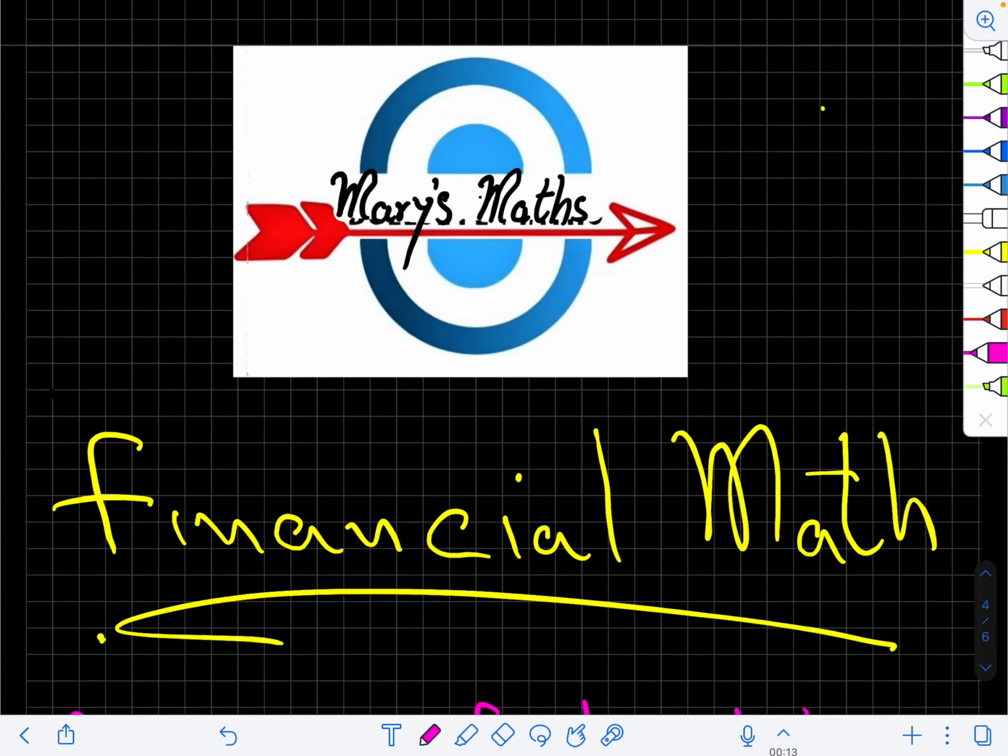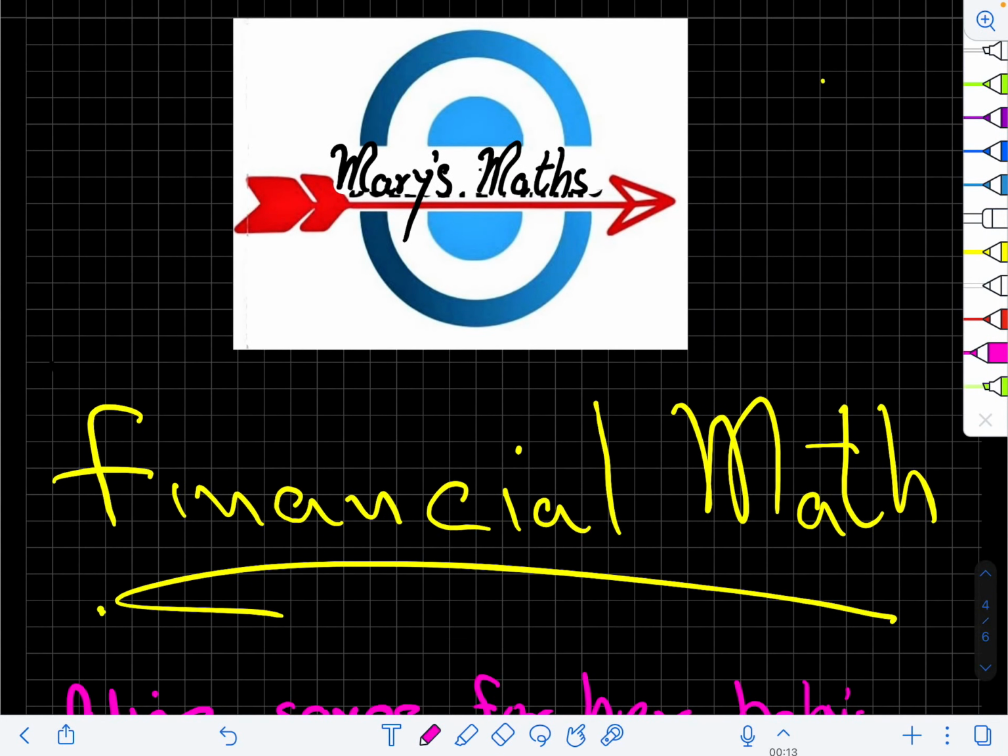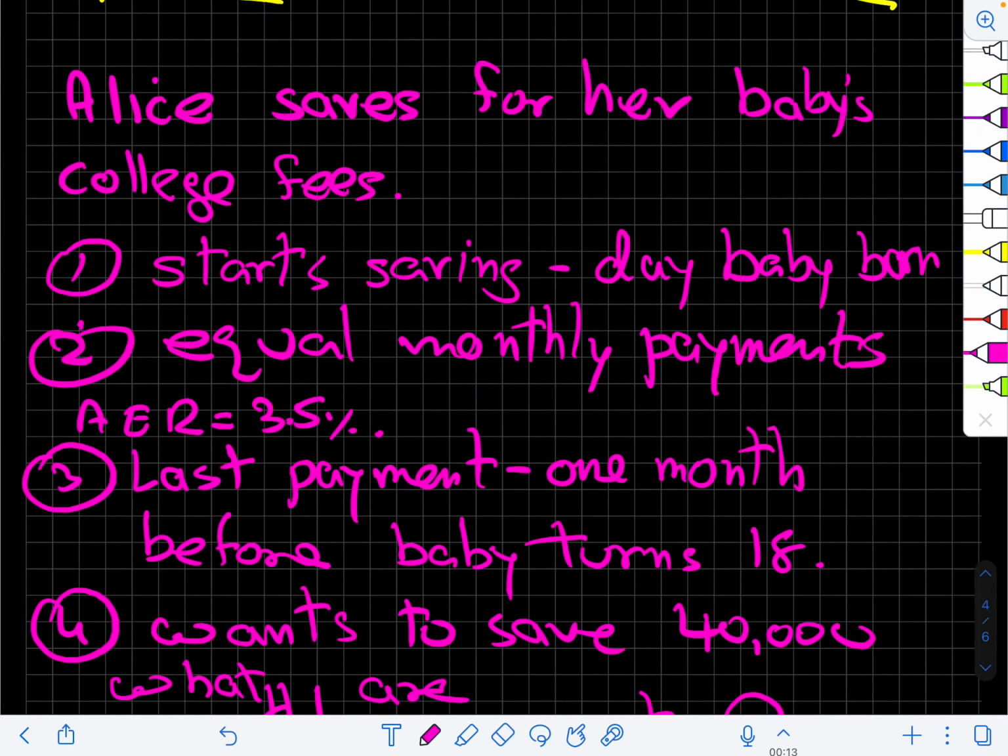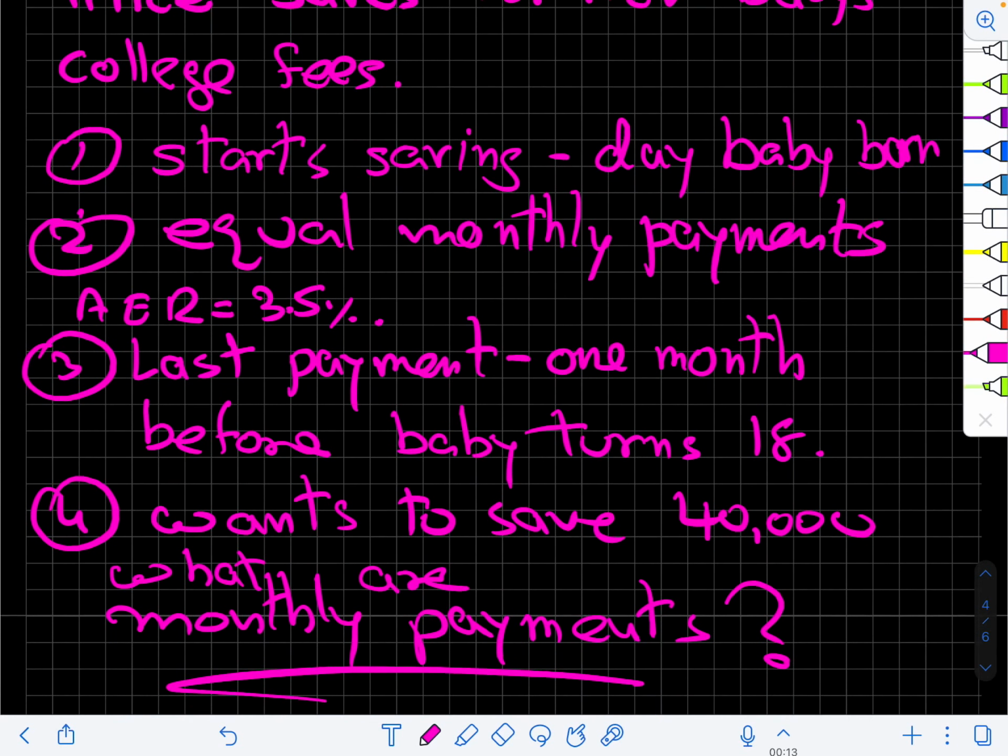Hi everybody, today we're going to go through financial maths, another interesting question. We have Alice and she wants to save for her baby for college fees. She starts saving with the day the baby is born. She does equal monthly payments. The AER is 3.5%. The last payment is 1 month before the baby turns 18.